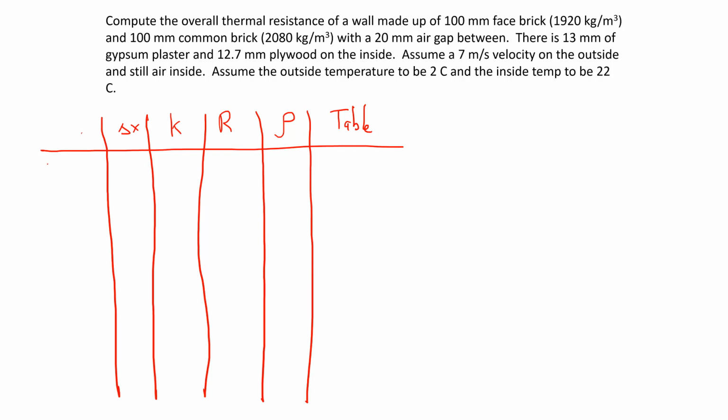What I'm going to do here is just put out the composition of the wall, starting with outside air. The next material is face brick, followed by an air gap, followed by common brick, then plywood, gypsum, and then inside air.